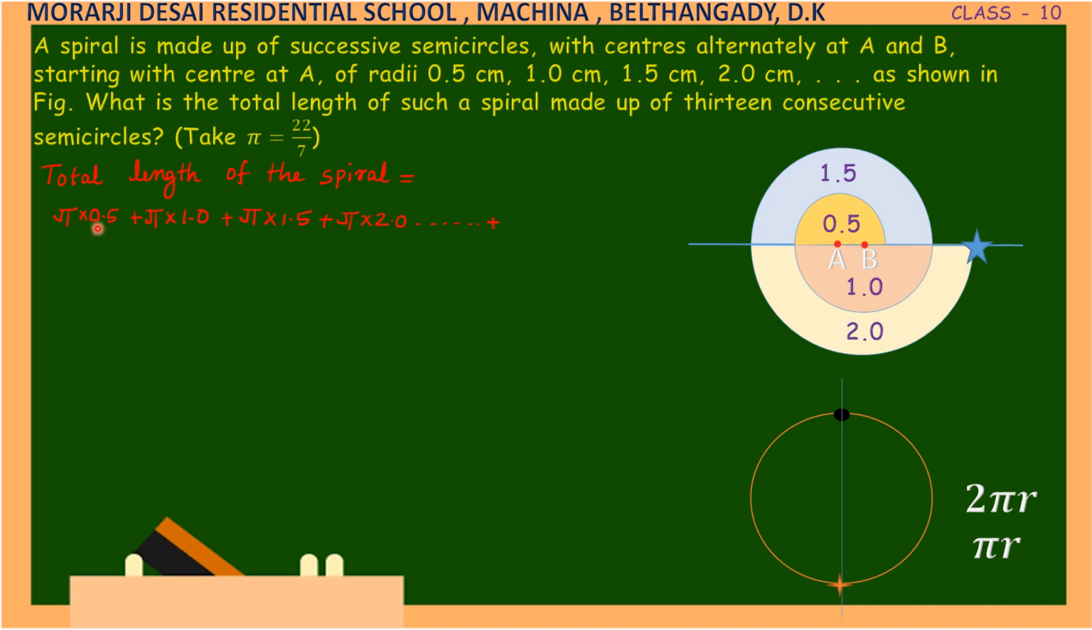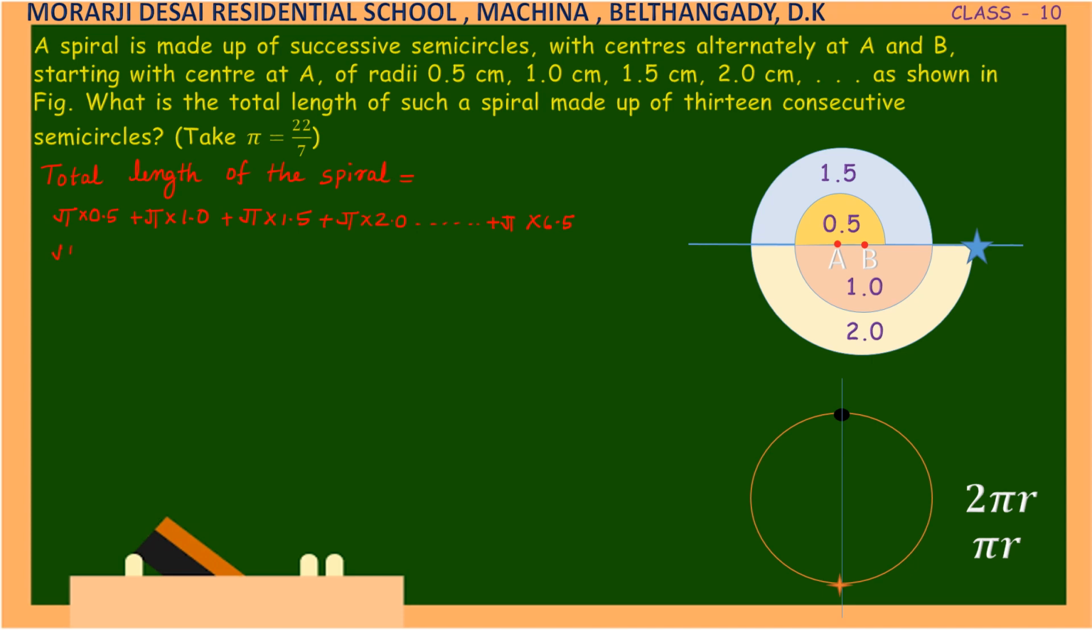Now for the first semicircle, the radius is 0.5. For the second semicircle, the radius is 1. For the third semicircle, the radius is 1.5. For the fourth semicircle, the radius is 2. So for the 13th semicircle, the radius will be half of 13, that is 6.5. So the length of the arc of that semicircle is pi into 6.5. For the first semicircle the radius is 0.5, second 1, third 1.5, fourth 2, 13th 6.5. Now we have to find this sum.